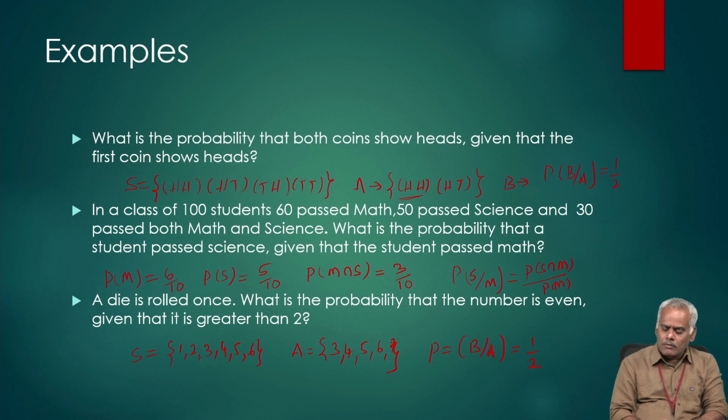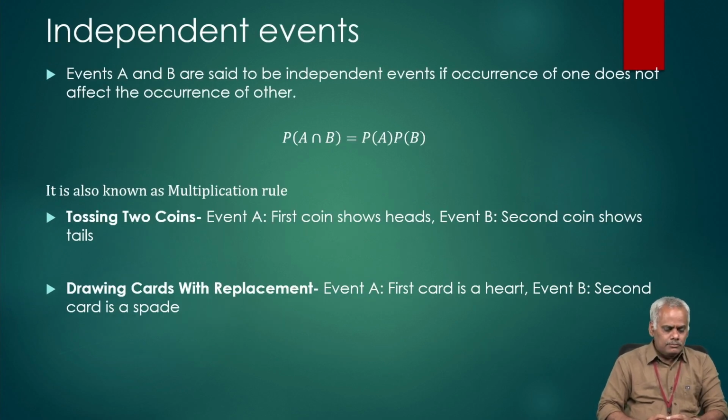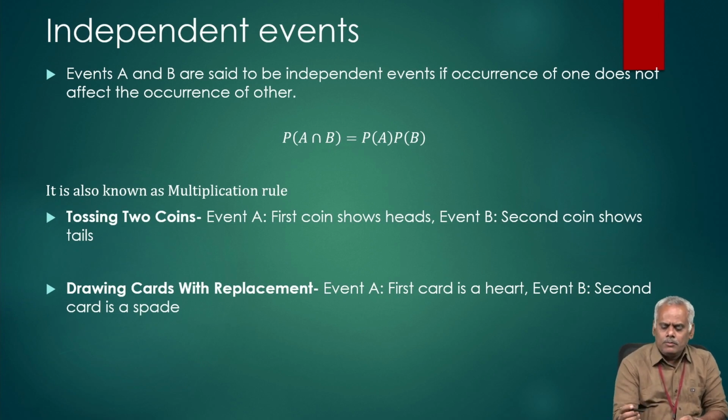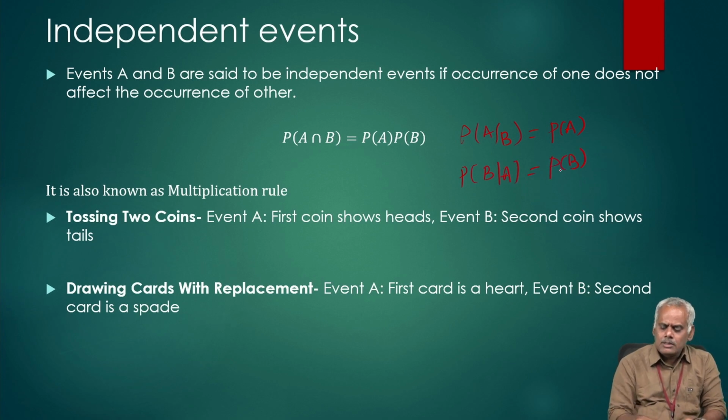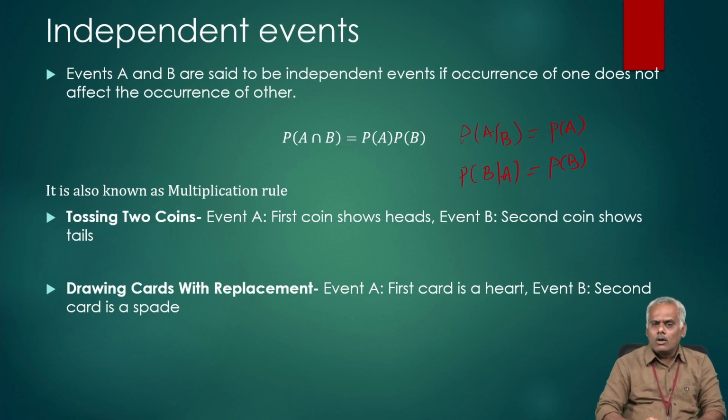Possible elements in A are 4. So 2 by 4 is 1 by 2. Independent events: two events are independent if the occurrence or non-occurrence of one does not affect the other. That is, in short, probability of A given B is probability of A, or probability of B given A is equal to probability of B. That is, A does not depend on B nor B on A.